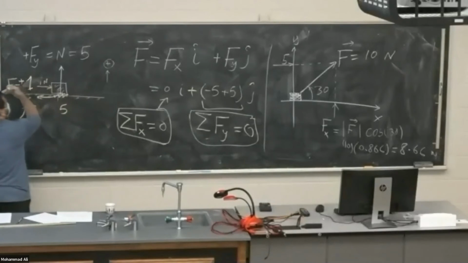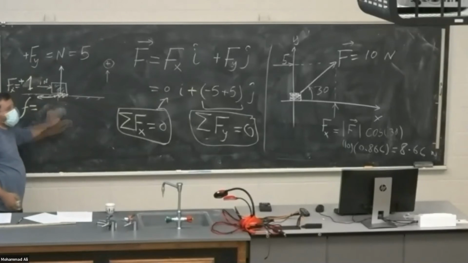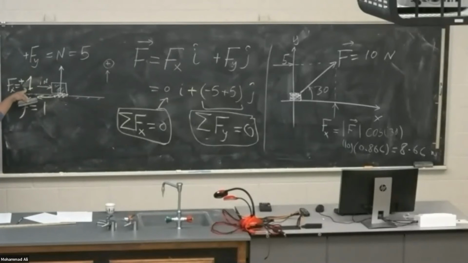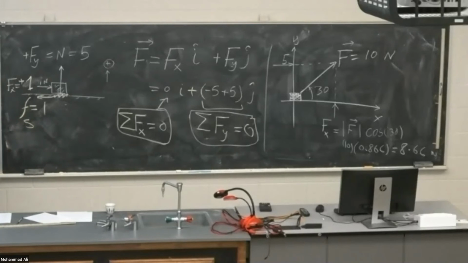And the object will start moving in this direction. But the friction force will not move the object. So the friction force should be equal to the acting force, if the object stays stationary. And this friction force is named the stationary friction force.